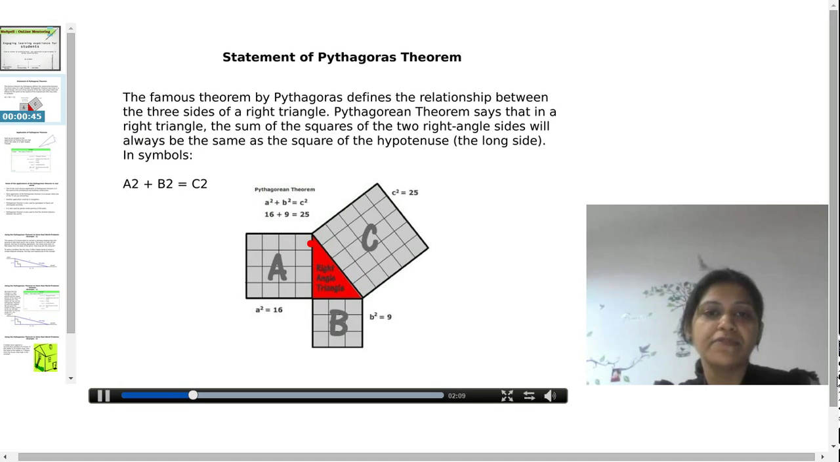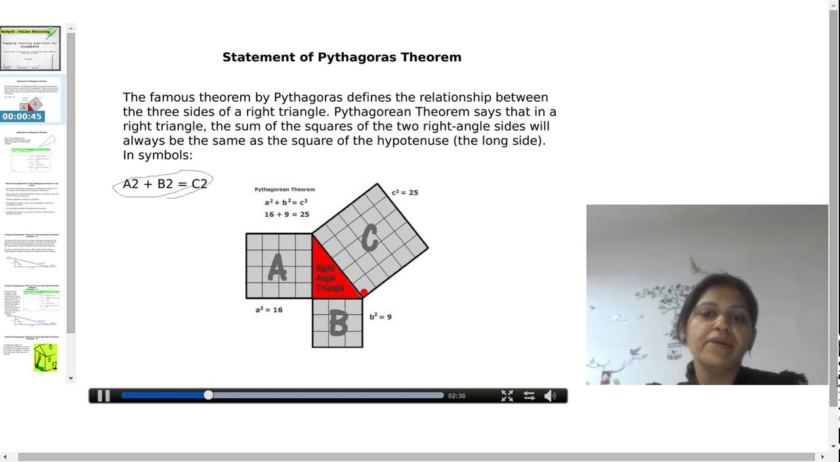So in terms of the triangle, A is the perpendicular, B is known as the base, and C is known as the hypotenuse. So the Pythagoras theorem states that A square plus B square is equal to C square. This expression is the Pythagoras theorem: A square plus B square is equal to C square.